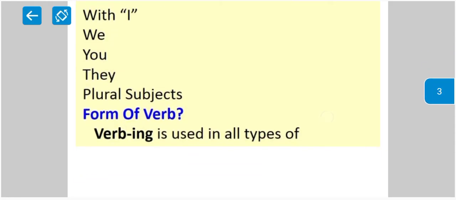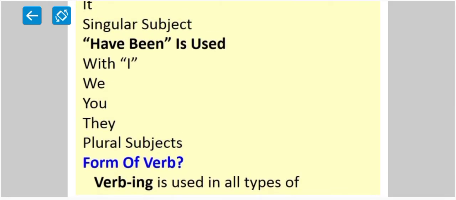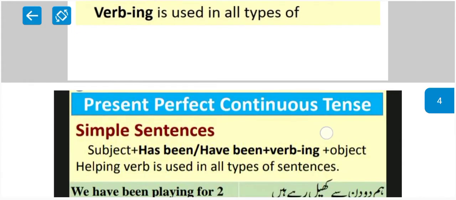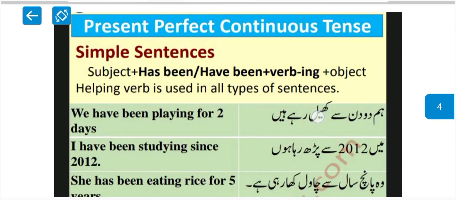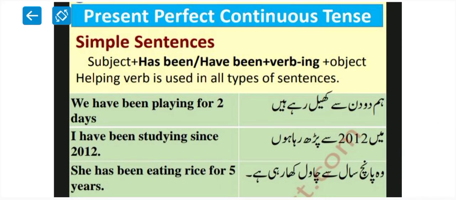If we talk about the form of the verb, so always in the sentences we use the first form of verb with ing. Let's see the formula for simple sentences, and that is subject plus has been or have been according to the usage of subject plus first form of verb with ing plus object.